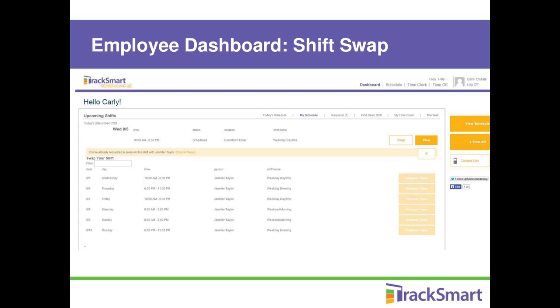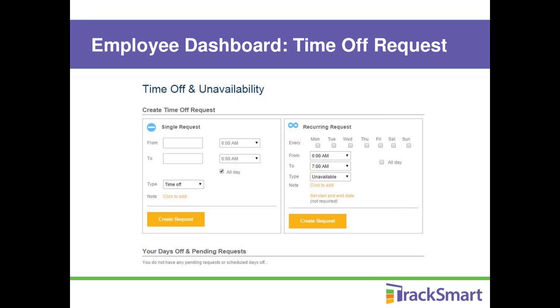If Carly needs to take time off or has a specific time where she cannot work, she can make a request by clicking on the time off in the upper right navigation. Here, Carly can put in a single time off request where she will not be able to work, and you will not be able to schedule her during that time period if the time off is approved. She can also make a recurring request.